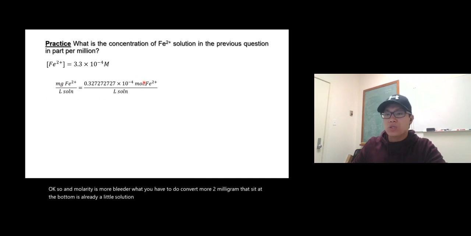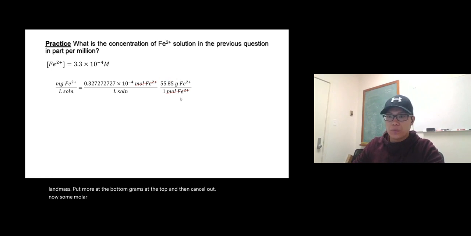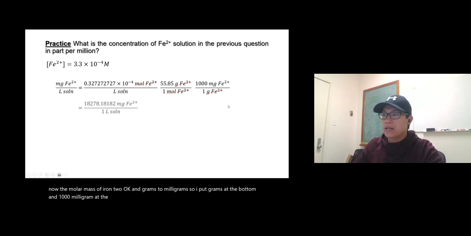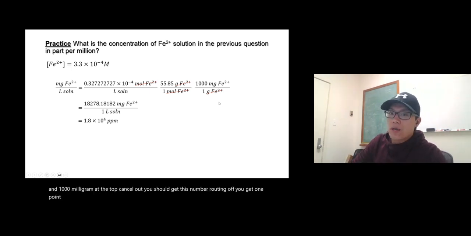All right, mole to grams first. Use molar mass. Put mole at the bottom, grams at the top, and then cancel out. That's the molar mass of iron 2. Okay, and grams to milligrams. So put grams at the bottom and 1,000 milligrams at the top. Cancel out. You should get this number. Rounding off, you get 1.8 times 10 to the 4th ppm.